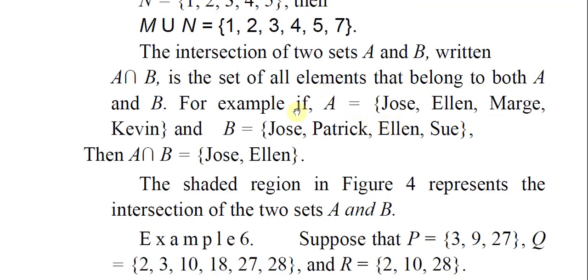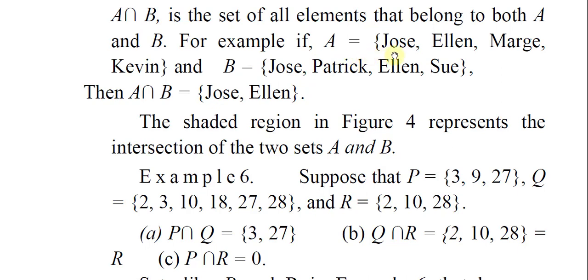And one more example. For example, if A is these 4 names, and B is these other 4 names, then A intersection B is Jose and Helen, because these two elements belong to both A and B.